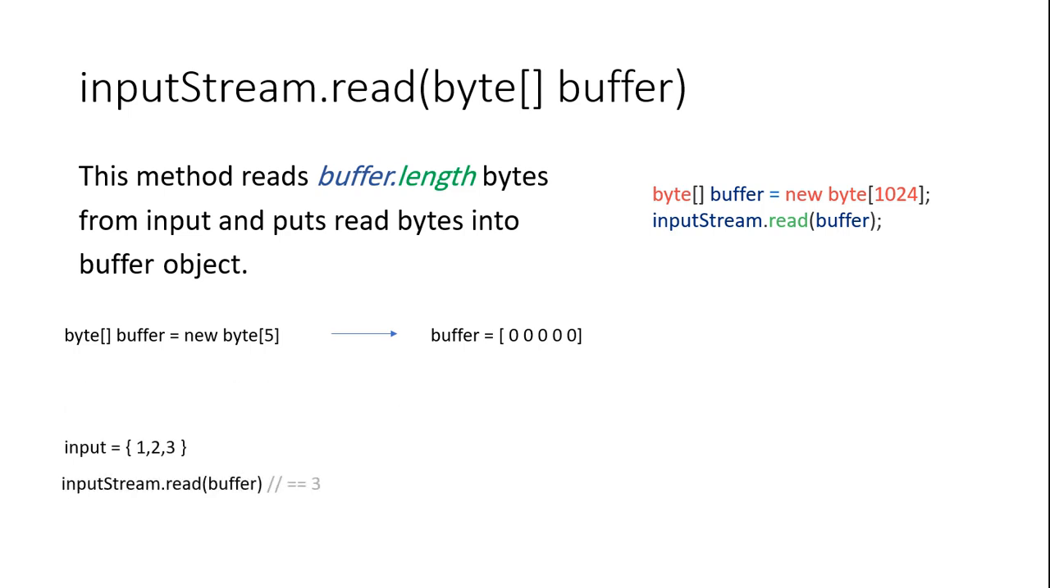When we call read, it reads all 3 bytes from input and puts them into the buffer object. The rest of the buffer bytes will not change. In this case, the result of the read method is 3 because the input has just 3 bytes and all of the read methods return the number of bytes that they read.